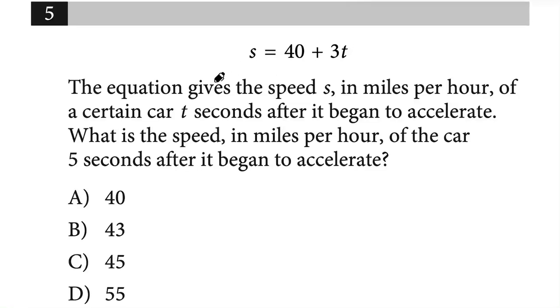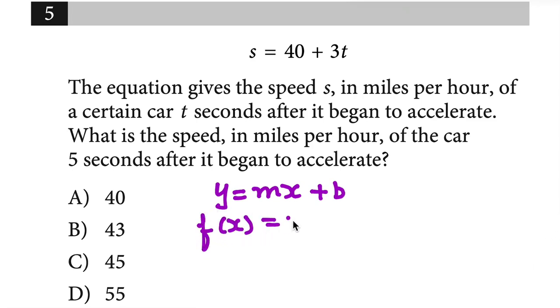Okay, so question 5 in the series is S is equal to 40 plus 3t. Whenever you see a linear equation, try to start thinking in a way like y is equal to mx plus b, right? Where b is the initial value, x is the input, m is the rate of change, and y is the output. Because y is a function of x, I can also write it as f of x is equal to mx plus b.